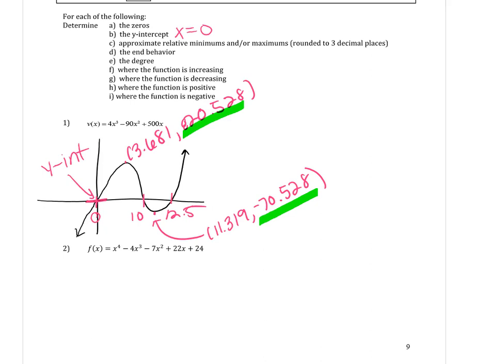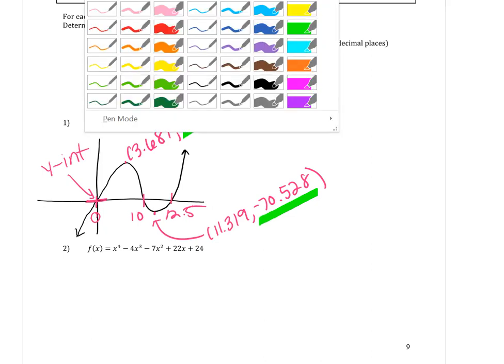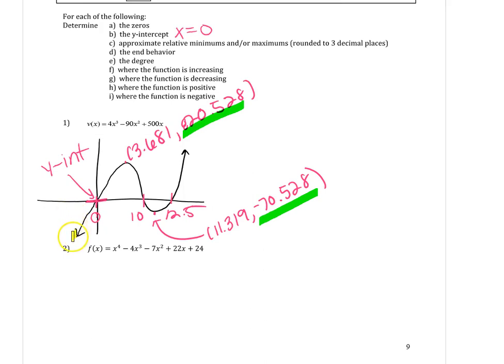Okay, now the coordinates are helpful for when you talk about your increasing and decreasing, positive, negative. So for the sake of this problem here, from left to right, we are increasing on that interval from negative infinity to 3.681. And we're increasing again on the interval of 11.319, which is this x value, to infinity. You are decreasing from 3.681 to 11.319. Okay.